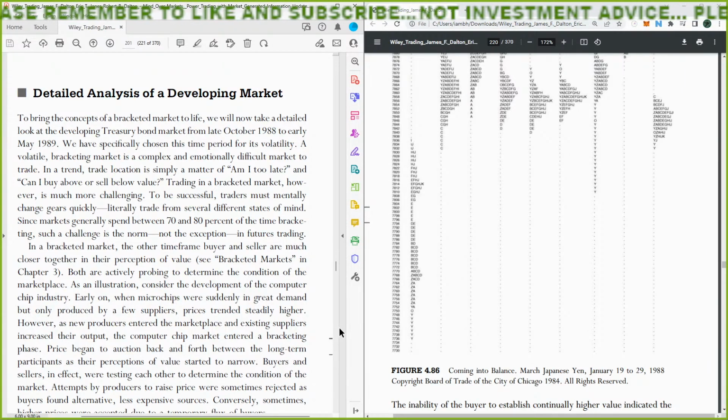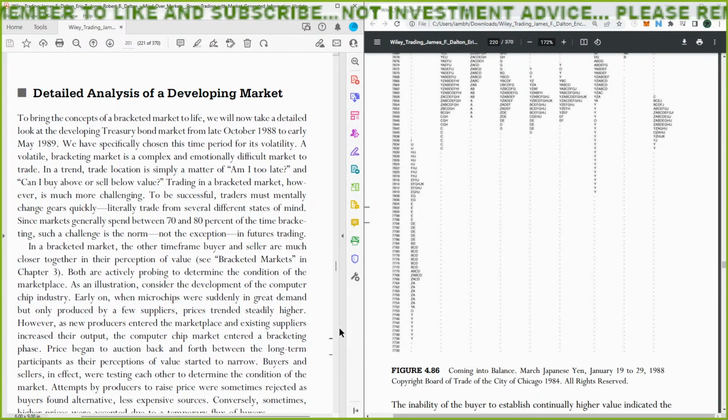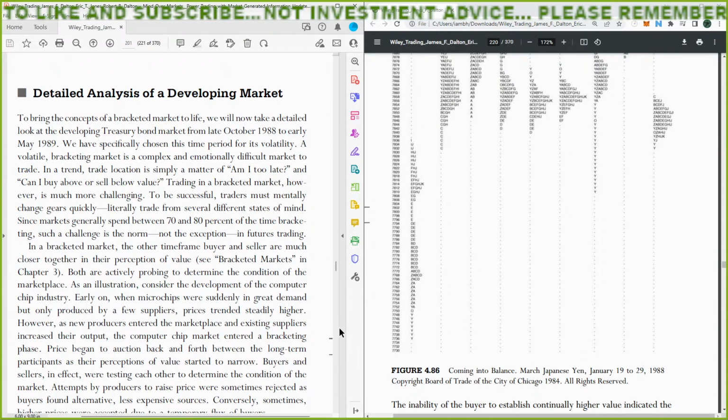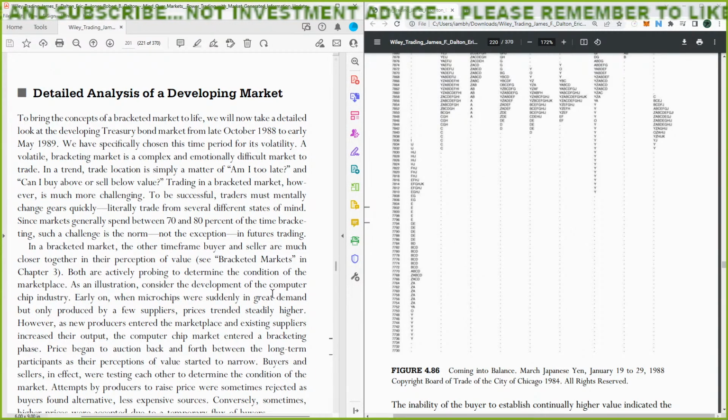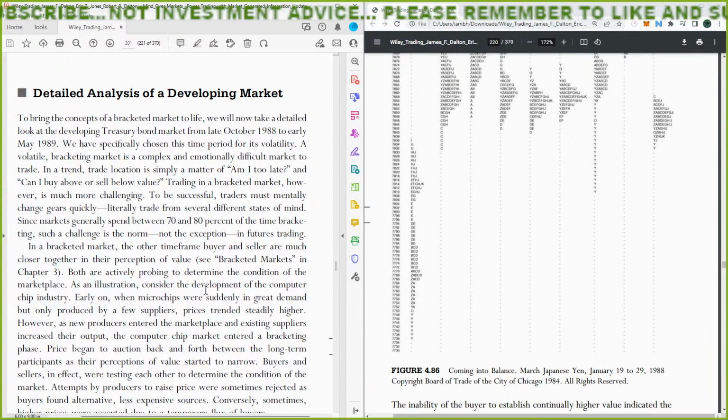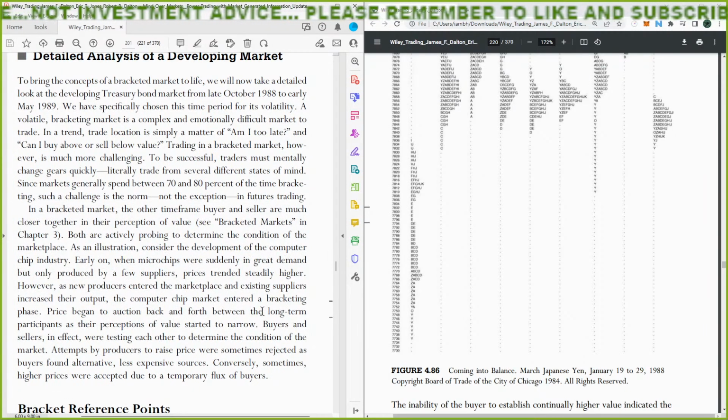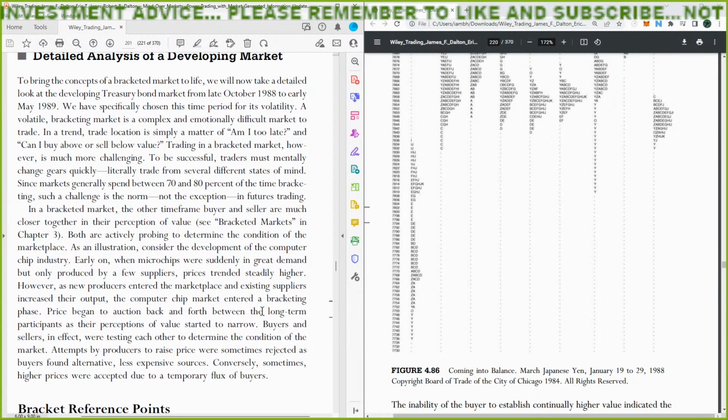In futures trading, in a bracketed market, the other timeframe buyer and seller are much closer together in the perception of value. See bracketed markets in Chapter 3. Both are actively probing to determine the condition of the marketplace.